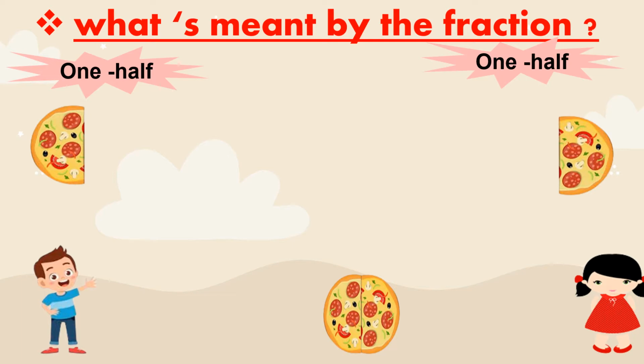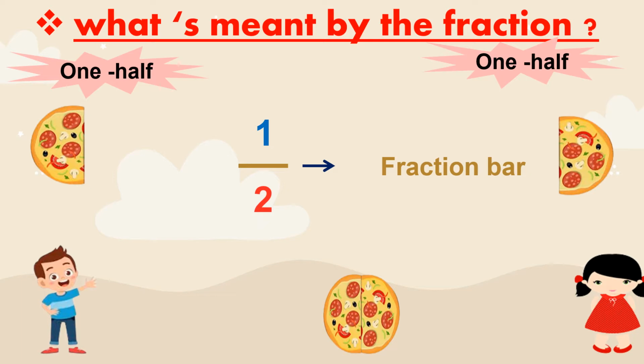How can I write this in the fraction? First, we must put the fraction bar. So, in the upper part, how many parts do the boy and the girl take? Everyone takes one, so I will write one. And the total parts, two. So I will write two.